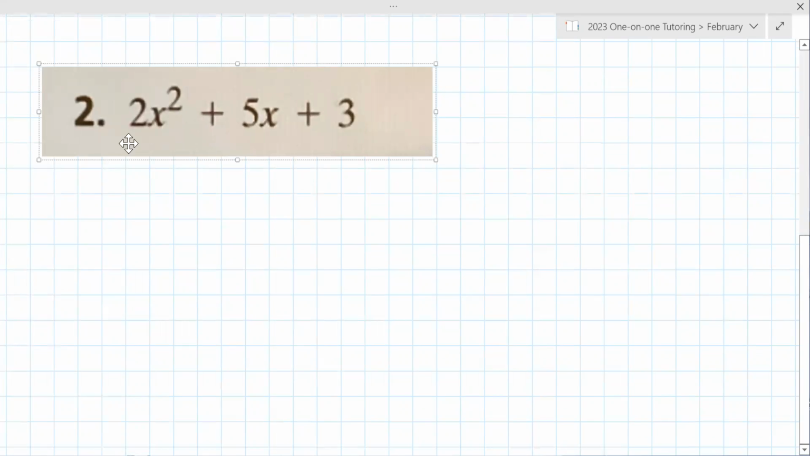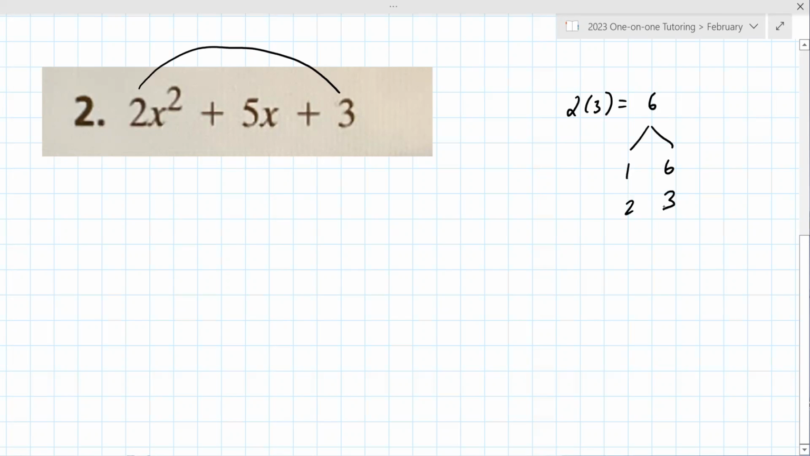You've got, it's not a 1 in front. That's good, but you should first say, well, maybe there's a GCF for all three, and there's not. 2 and 5 and 3 are all different. So you start by multiplying the 2 and the 3. 2 times 3 is 6. And now you need all the numbers that multiply to 6, but add up to 5.